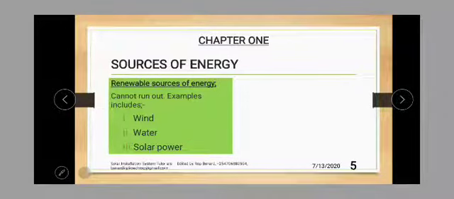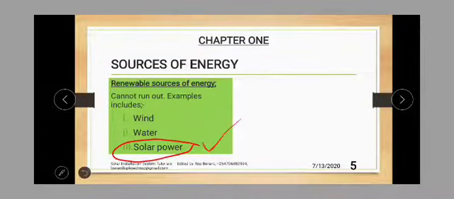When we look at the wind, we can harness power from the wind because we know wind is moving air. So from the turbines, we can translate that to obtain electrical energy. Also, water has been utilized here in Kenya by several plants like KenGen to generate electricity. Our main focus is on solar power. So we are going to concentrate on solar power, how electricity is generated from solar energy.